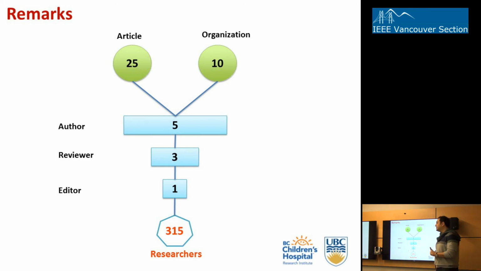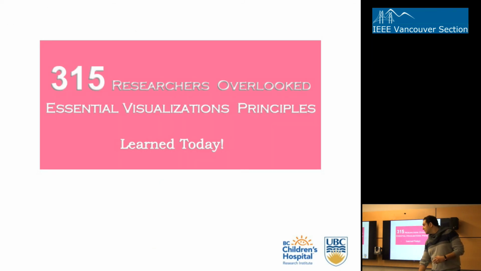Remarks. We went today through 25 scientific articles, and we also went through 10 organizations. If we assume that you have 5 authors for each article or each organization output, and 3 reviewers and 1 editor, that ends up with 315 researchers overlooking their data. That's why it's very important to speak about this. 315 just right now, randomly. I think if we put in more time, you will be surprised with the results.